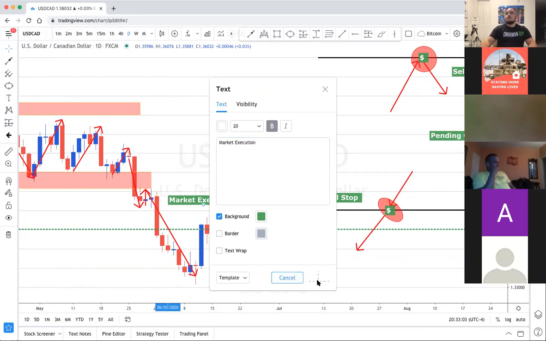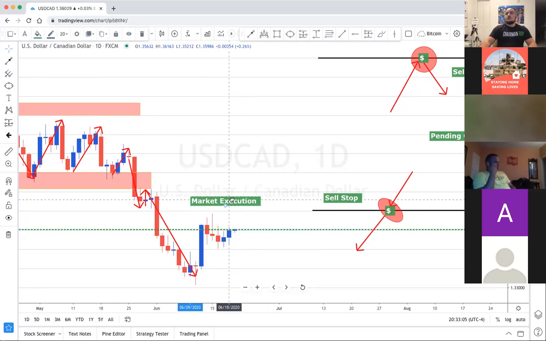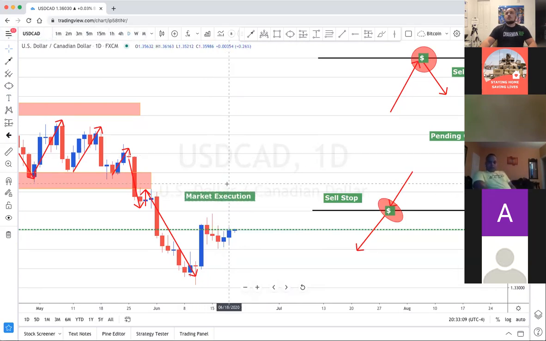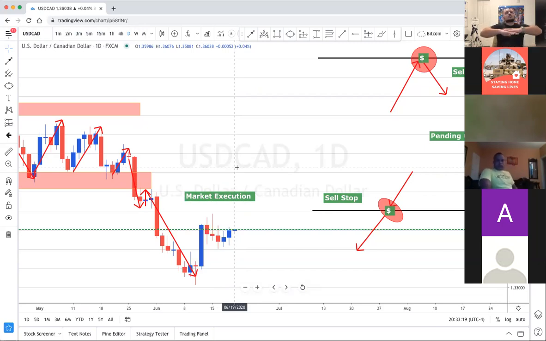Somebody tell me in the chat, what does market execution mean? If I enter a market execution sell or a market execution buy, what does that mean? At the current price where it is right now. Exactly. Market execution is right now, this moment, I'm getting in. I'm not waiting for tomorrow, later, or next week. I'm ready to get in this trade right now. I like what I see and I'm getting in.